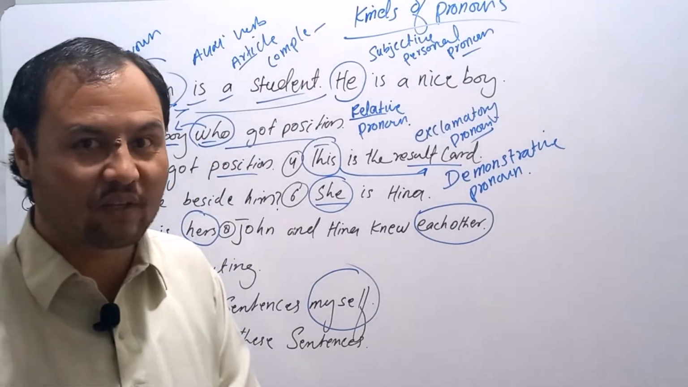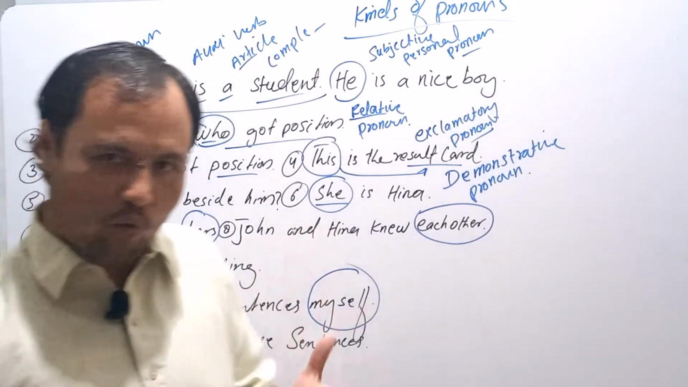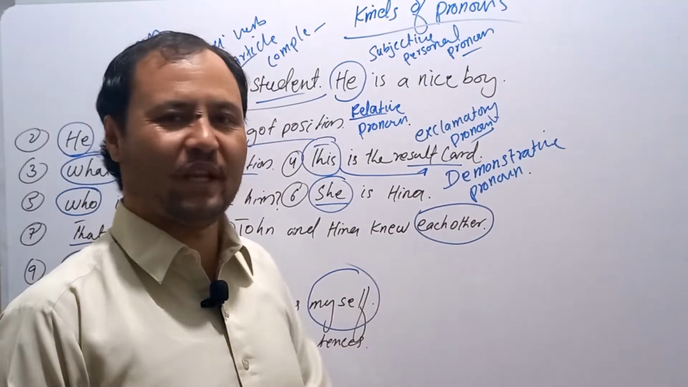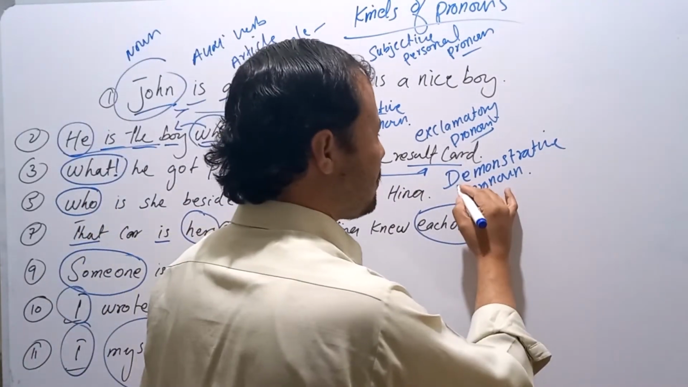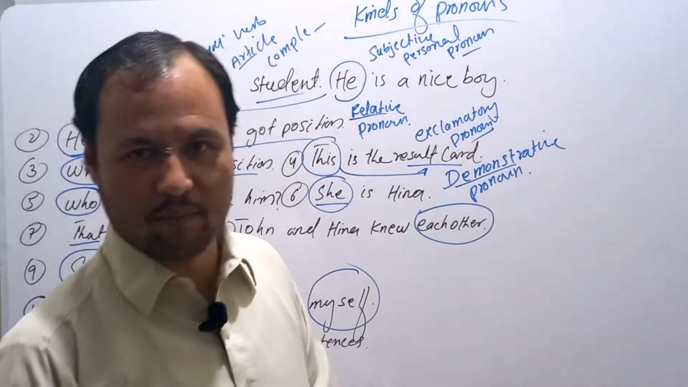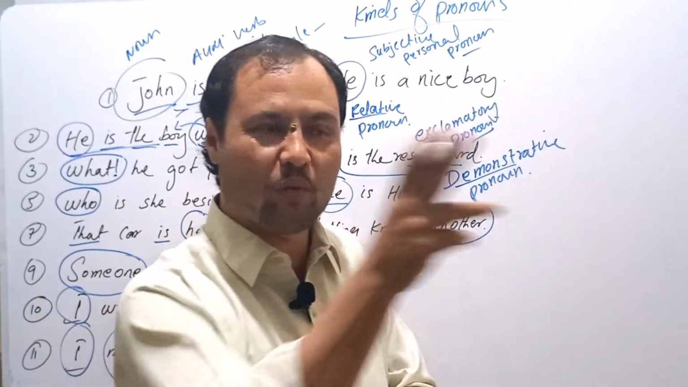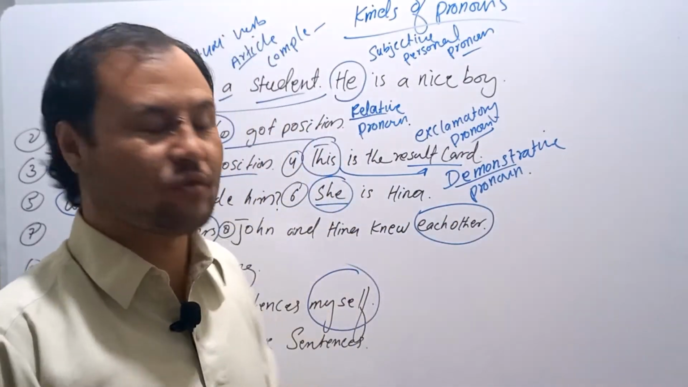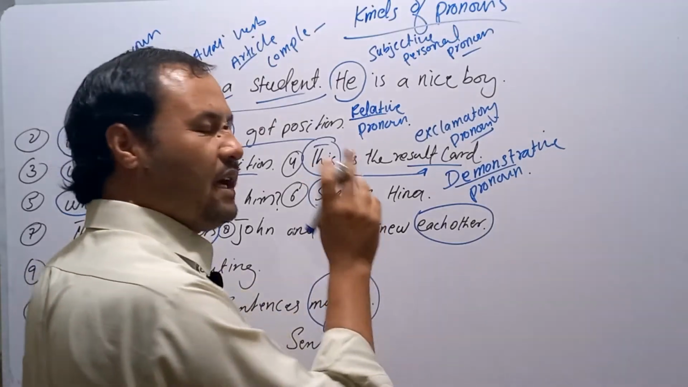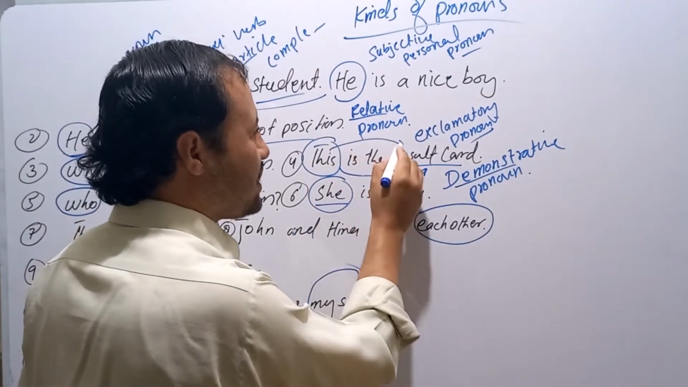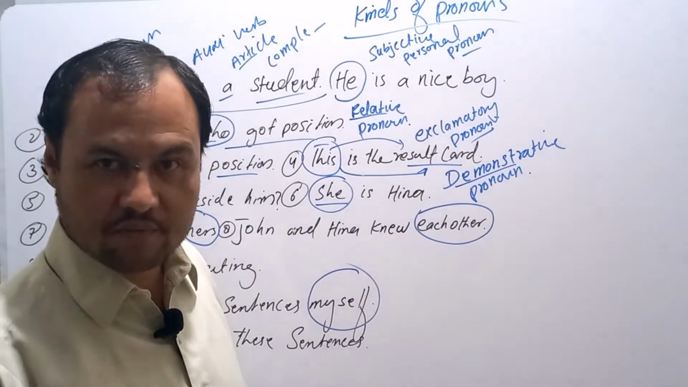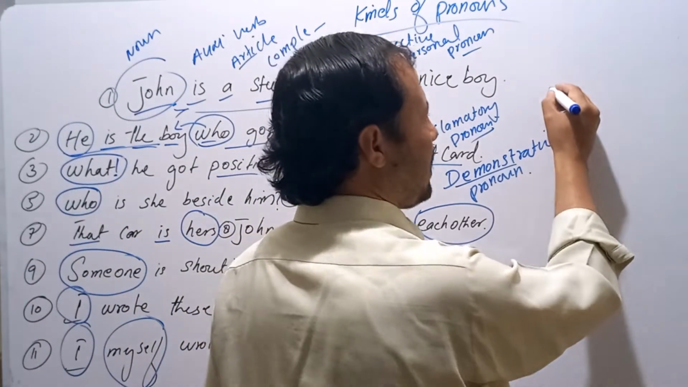demonstrative pronoun. Now, how do we call it a demonstrative pronoun? From the meaning you should understand, okay? Demonstrate means to point out something. Any pronoun which will point out something, we call them demonstrative pronoun. So this is a demonstrative pronoun which is pointing out the result got. So there are four demonstrative pronouns.